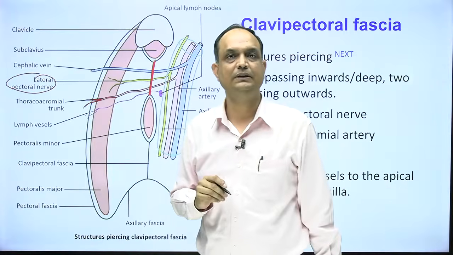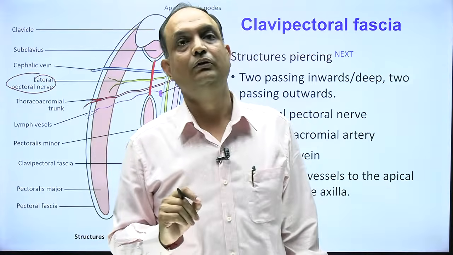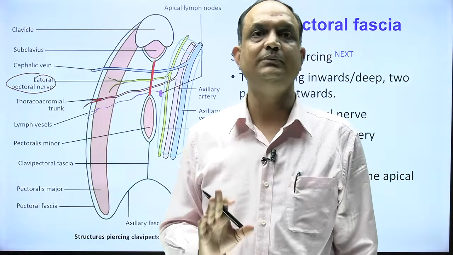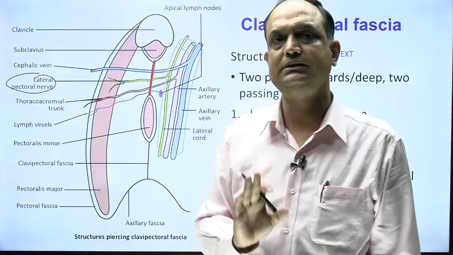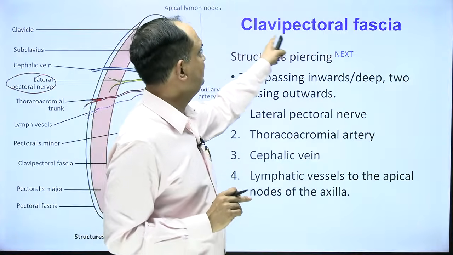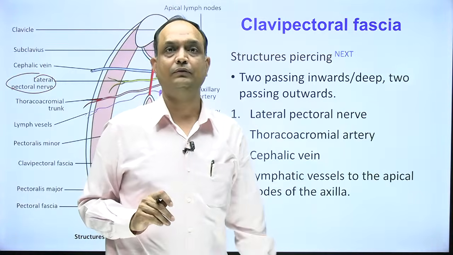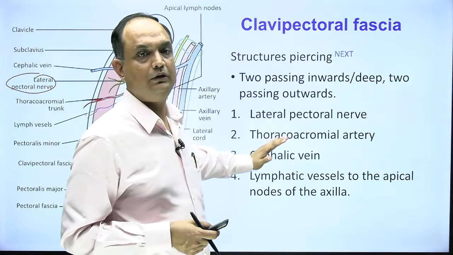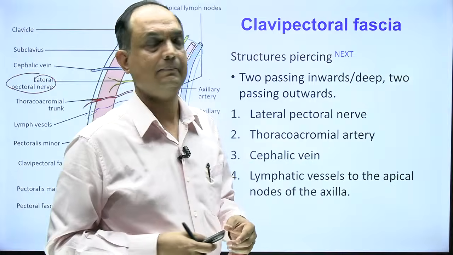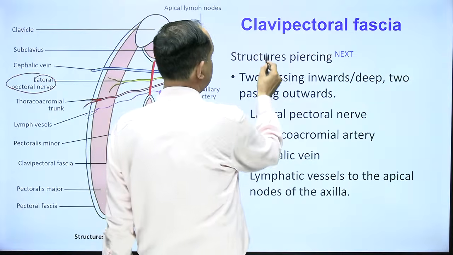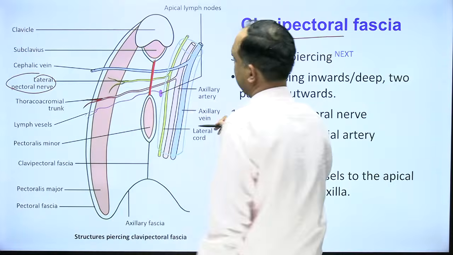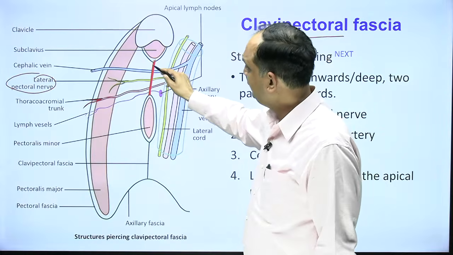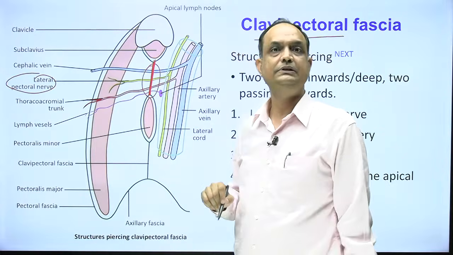One student asked me this question: why is the lateral pectoral nerve not related with the third part? The question is very conceptual and the answer is very simple. Try to understand this. When you see a structure piercing the clavipectoral fascia, you should have four names in your mind: lateral pectoral nerve, thoracoacromial artery, cephalic vein, and lymphatics. Now, dear student, this clavipectoral fascia is an area between the pectoralis minor and subclavius muscle. Here you are reading the four structures we are seeing.